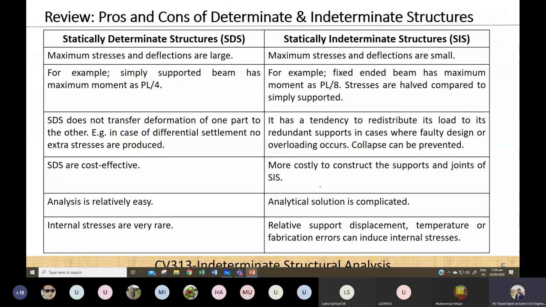So moving on to the lecture, let's study the structural differences between the two types of structures: statically determinate structures and indeterminate structures. I will be using this abbreviation SIS more frequently.